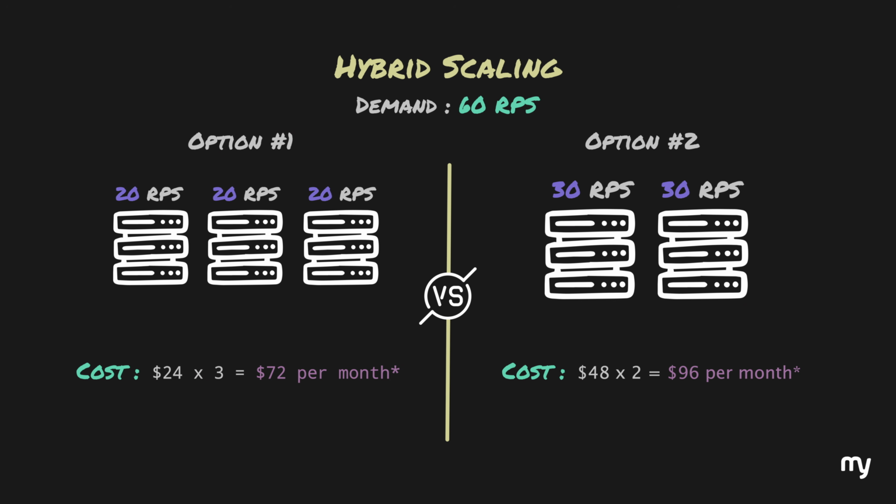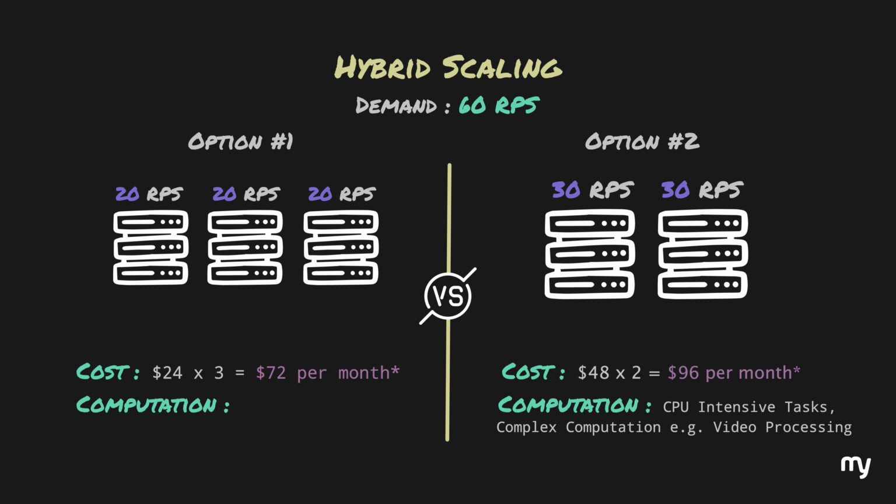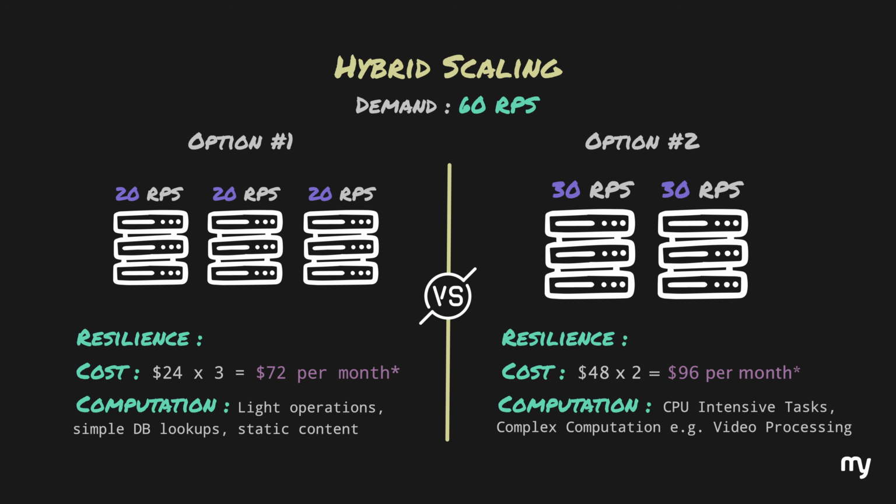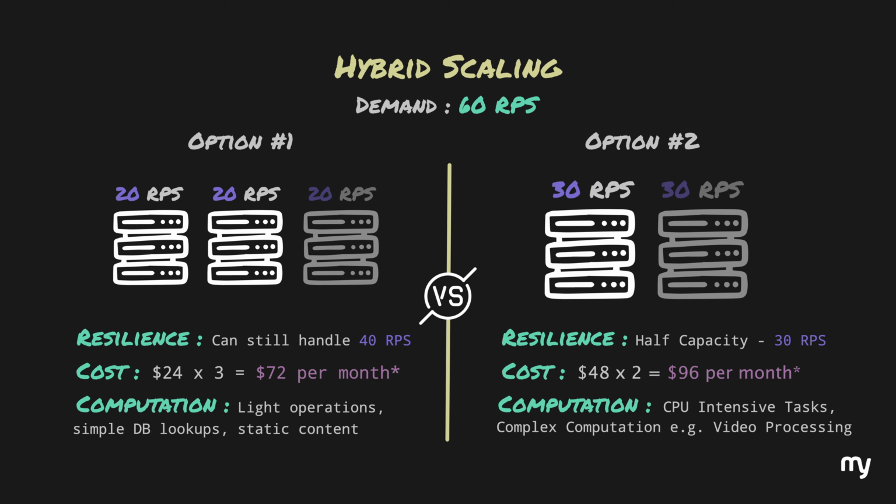Another point is to understand what each request is doing. If your application handles CPU-intensive tasks like complex computations or video processing, it might benefit from more powerful hardware, making option 2 the better choice. On the other hand, if each request performs lightweight operations like simple database lookups or returning static content, option 1 with more servers at lower individual capacity might be more efficient. More servers generally mean more resilience. With option 1, losing one server still leaves 2 others to handle the traffic. With option 2, losing one server cuts your capacity to half, which can be a serious bottleneck.